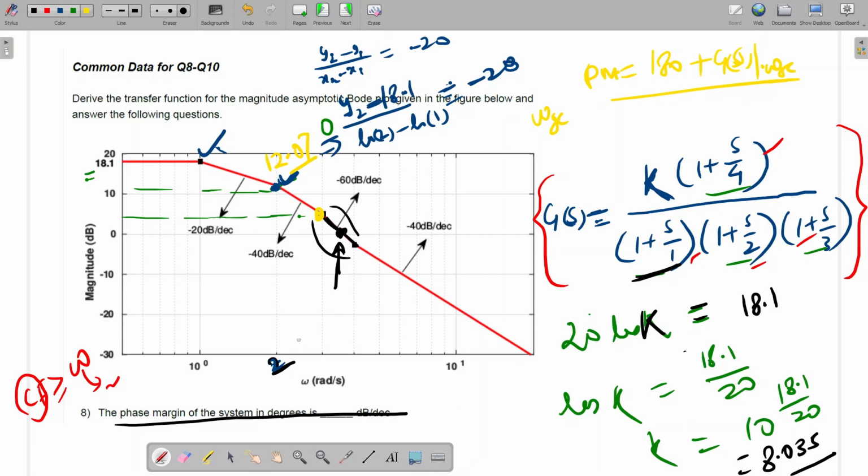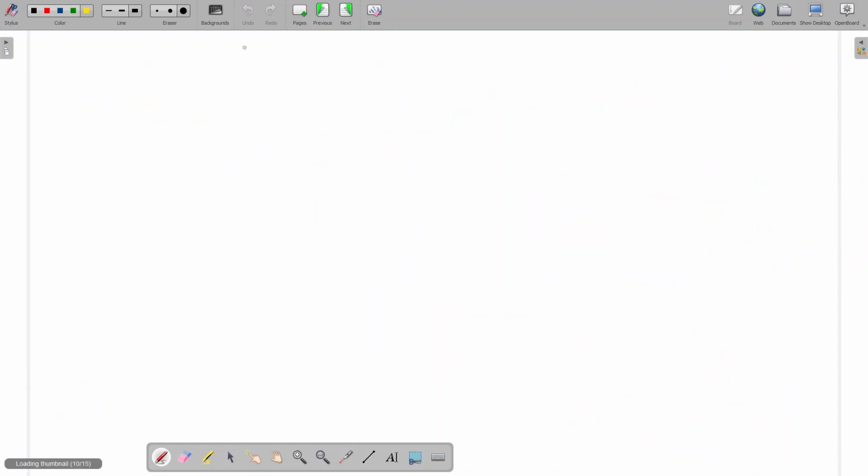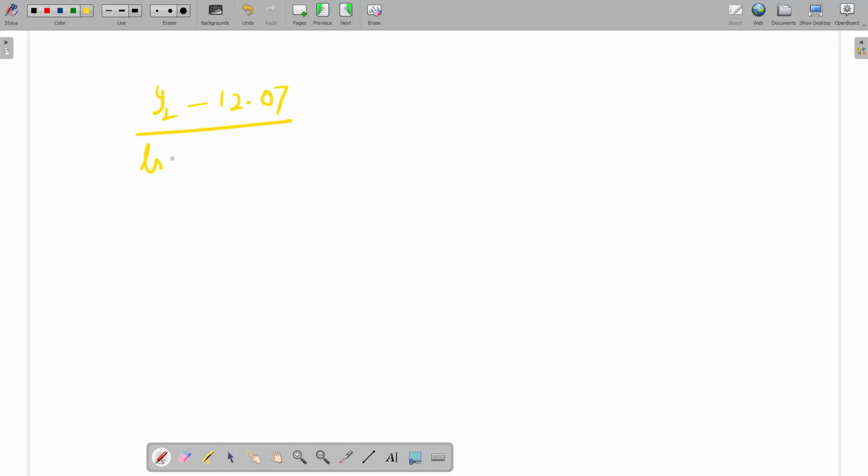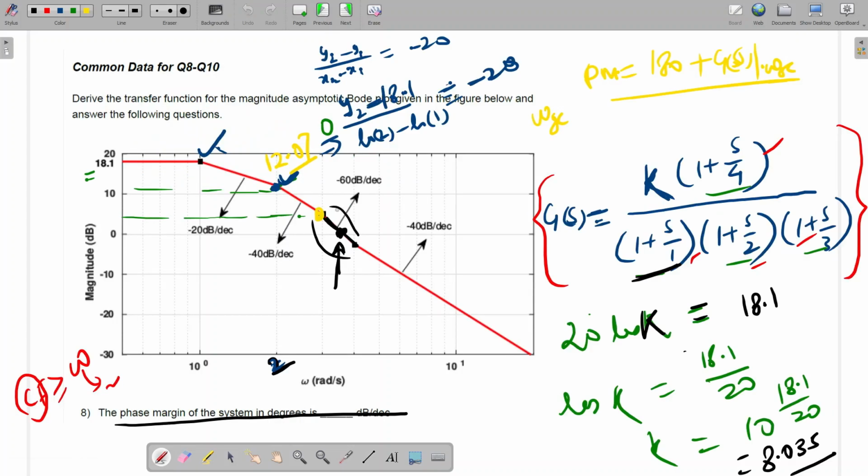Similarly, we can apply for this point. So that equation will be, I'll write in the next page. So y2 minus 12.07 divided by, this is log 3 minus log 2. So log 3 minus log 2 is equal to how much? This is minus 20 only, so minus 20 dB per decade. Okay, here it is minus 40 dB per decade it is showing.